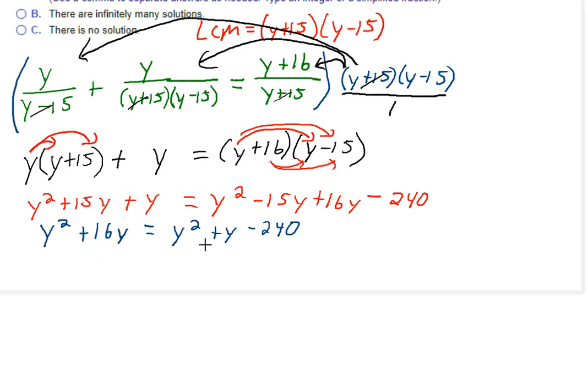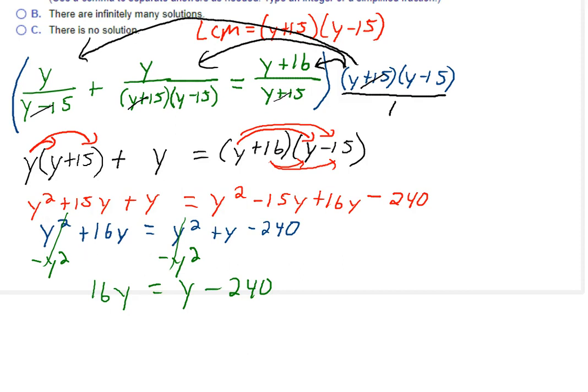So here's a little bit more space for us to continue working. What's going to happen here is we're going to subtract the y squareds to get them on the same side. But the y squareds are just both going to cancel out. So those cancel out, those cancel out. And we end up with 16y equals y minus 240. So it's not even a quadratic equation anymore. It's now a linear equation.